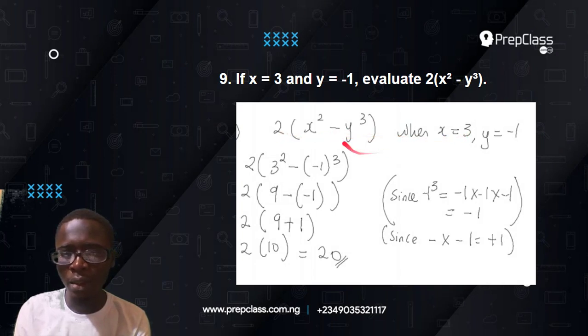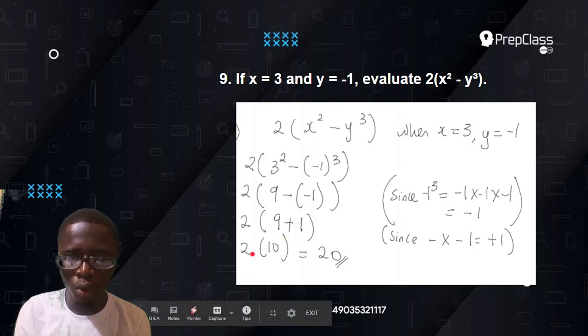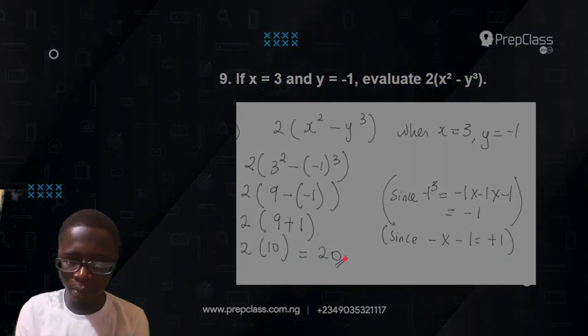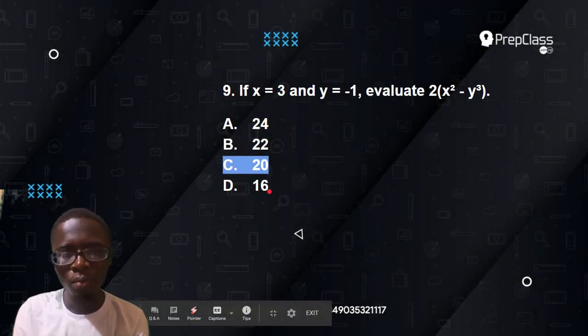Now when x is 3, just put 3 here, as you can see 3 squared. When y is minus 1, just put minus 1 here, as you can see minus 1 to the power 3 is still going to give us minus 1. Now our 3 squared is 9, minus times minus we have plus, and then 9 plus 1, which is 10. 10 times 2, 20. So basically the answer is going to be 20. So C is the answer.